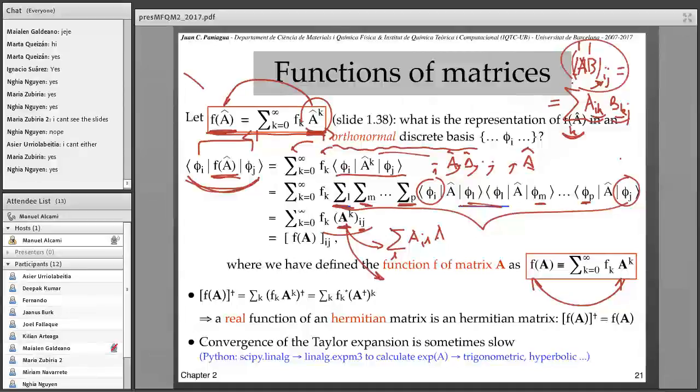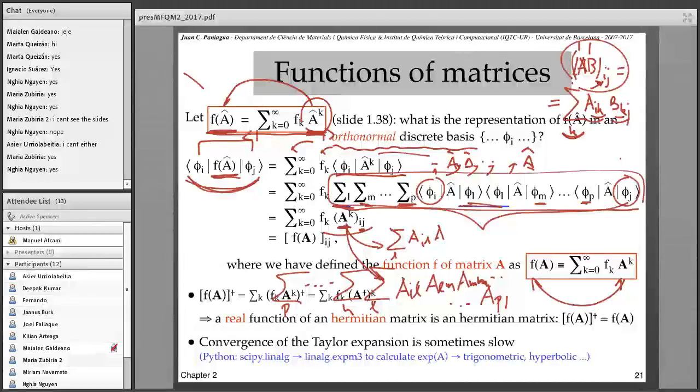Okay. So, to calculate the ij element of A to K, we have to write I, L, say M, and sum over L. Then here M, N, and sum over N. And at the end, P, J, and sum over P, which is exactly what we have here.